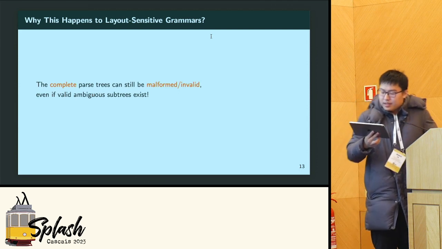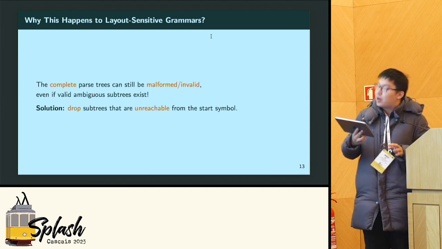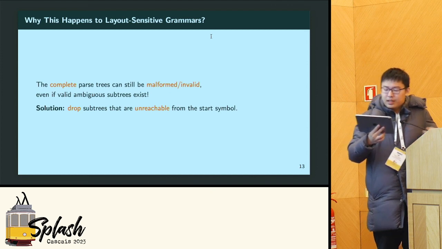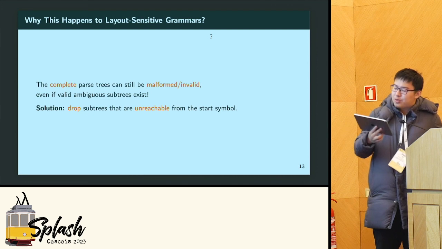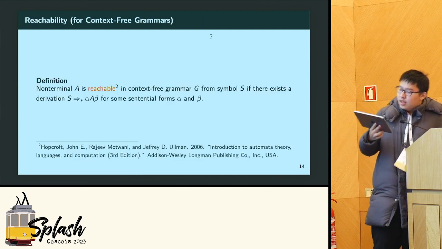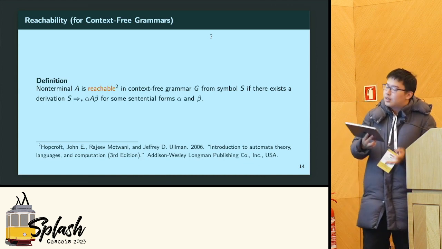To resolve this, we need to drop the subtrees that do not correspond to the full parse trees. This can be seen as the subtree being unreachable from the start symbol S, and those unreachable ones should be dropped in the encoding to ensure its soundness. So we start by reviewing the classic reachability definition on context-free grammars.